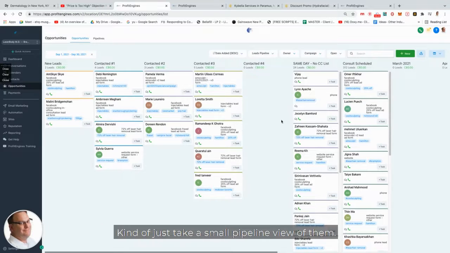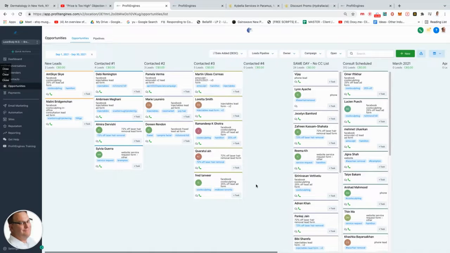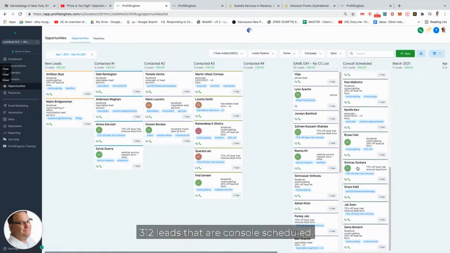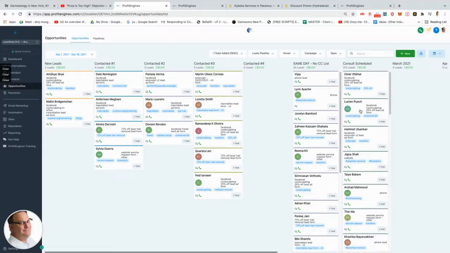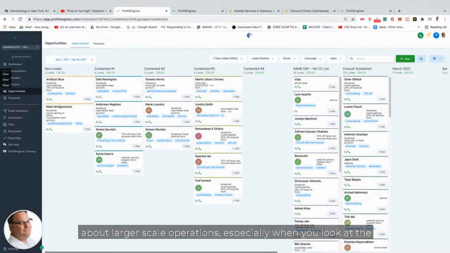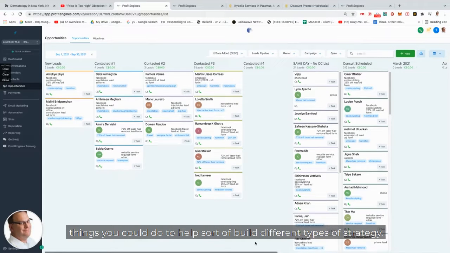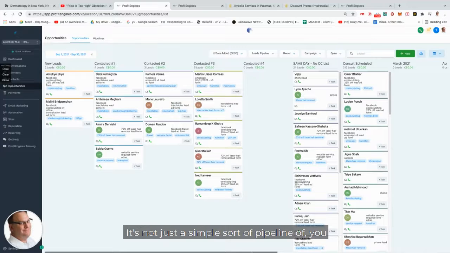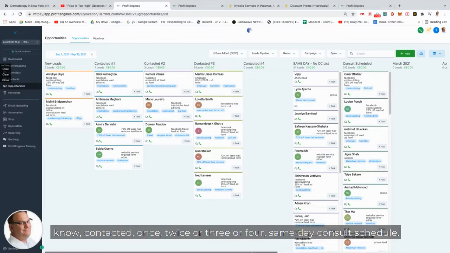Again, I'm just taking a small pipeline view of 312 leads that are consult scheduled. Here's a bunch of new leads that are still in play. So this becomes very critical when you start to talk about larger scale operations, especially when you look at the things you could do to help build different types of strategy in this, not just a simple pipeline of contacted once, twice, or three, or four, same day consult schedule.